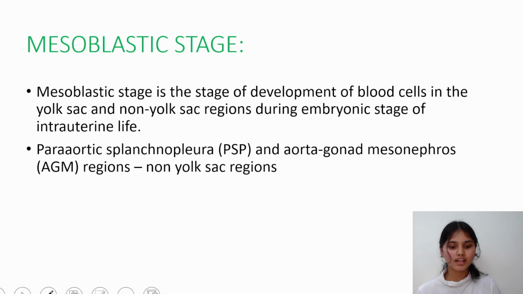Examples of that are AGM and PSP, that is para-aortic splanchnopleura, and AGM is aorta-gonad-mesonephros. You will learn about these in depth in embryology under anatomy, like the mesonephros, which is related to the kidneys and the development of related structures. The splanchnopleura is like the layers, like there is somatopleuric and splanchnopleuric related to that. So this is about the mesoblastic stage.